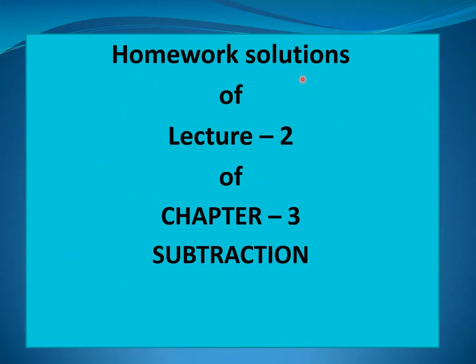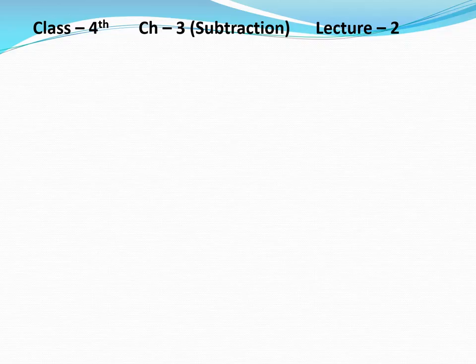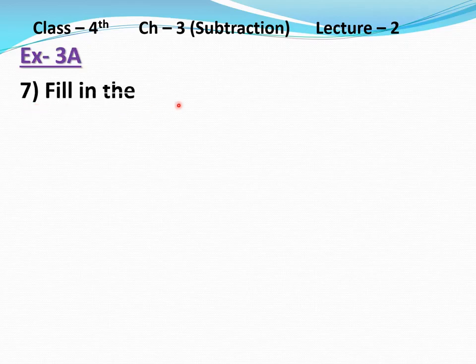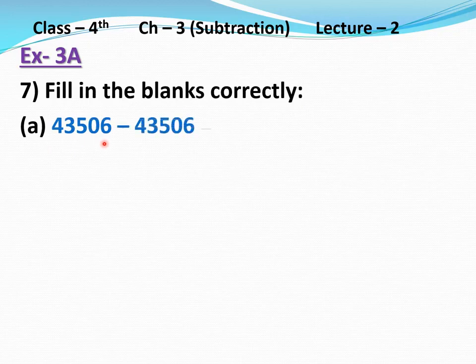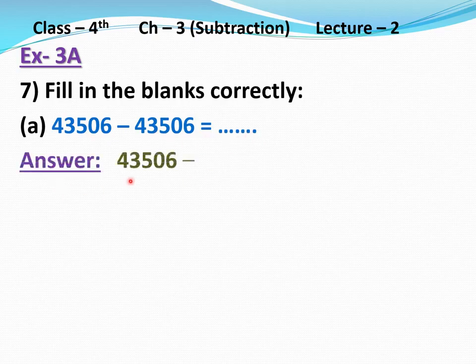Now I will discuss homework solutions of lecture number 2 of chapter number 3, subtraction. Now exercise 3A, question 7. Fill in the blanks correctly. A part, 43,506 minus 43,506 equal to dash. We are subtracting both the same numbers, so answer will be 0. So write down answer. 43,506 minus 43,506 equal to 0.